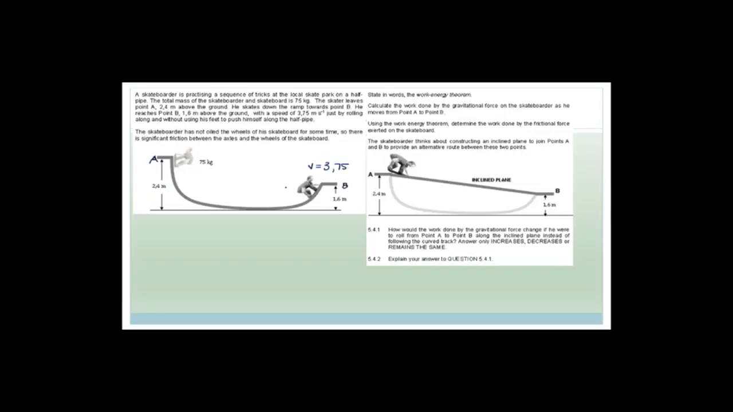So in other words, all of that is from gravitational potential energy and kinetic energy. It is not from him causing anything. It says the skateboarder has not oiled the wheels of his skateboard for some time, so there's significant friction between the axles of the wheel and the wheels of the skateboard. So there is a frictional force. Okay, that's interesting.